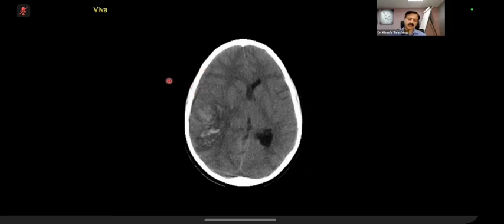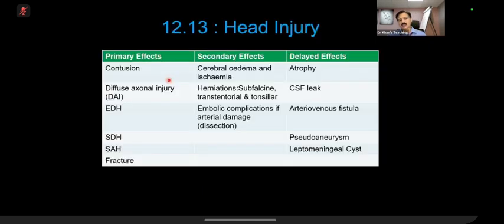That is just an artifact. So you are calling it an intraparenchymal hematoma, correct? Yeah. Okay, so that is the point. Don't use this word. The point is, this concept here: head injury can be divided into primary, secondary, and delayed effects. Primary is at the time of injury.